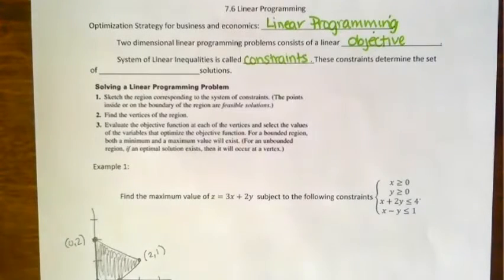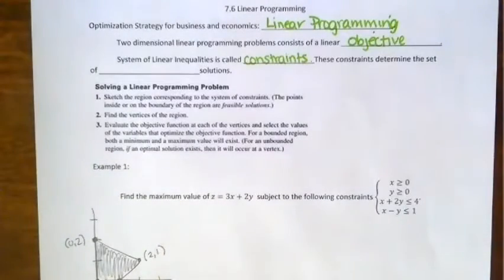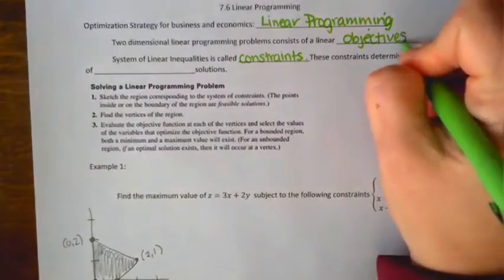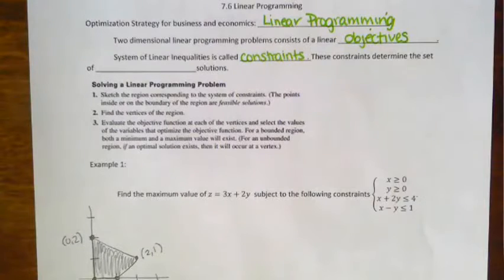All right. So linear programming is an optimization strategy for businesses and economics. The two-dimensional linear programming problems consist of linear objectives. And these linear objectives will be some kind of equation, and that will help us get to those maximum and minimum values that we need.